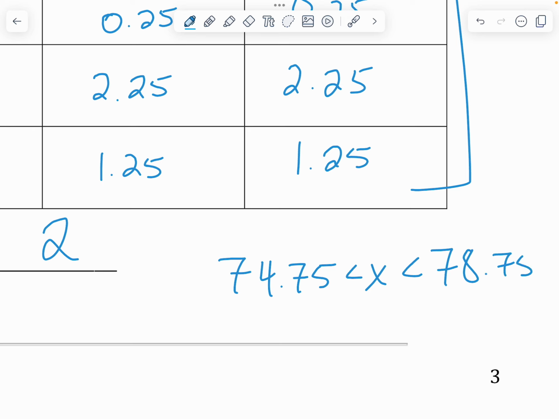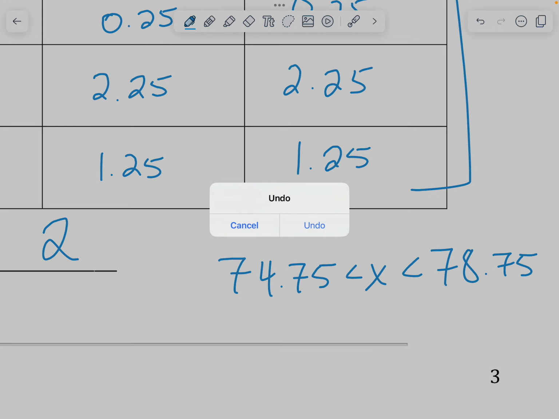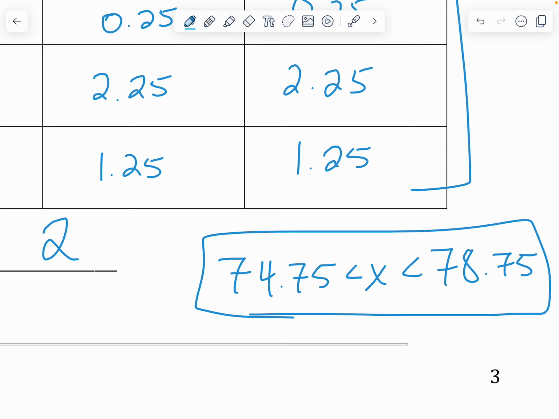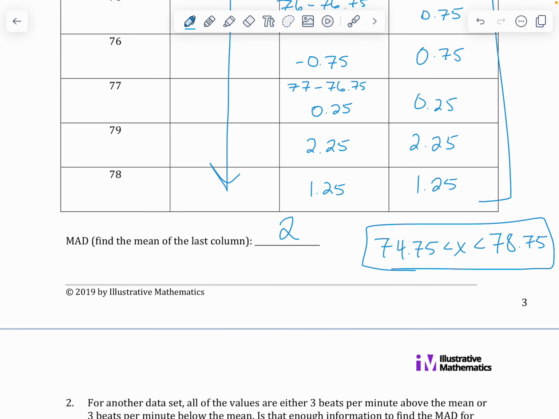78.75. Okay, so here's what you could do to check your own heart rate. Put your thumb on the inside of your wrist, or on your neck. You're going to start a timer for 60 seconds, hit start, and focus on counting how many times you feel your heartbeat. If it's a resting heart rate, according to this data, it should be somewhere between 74 and 78 beats per minute.